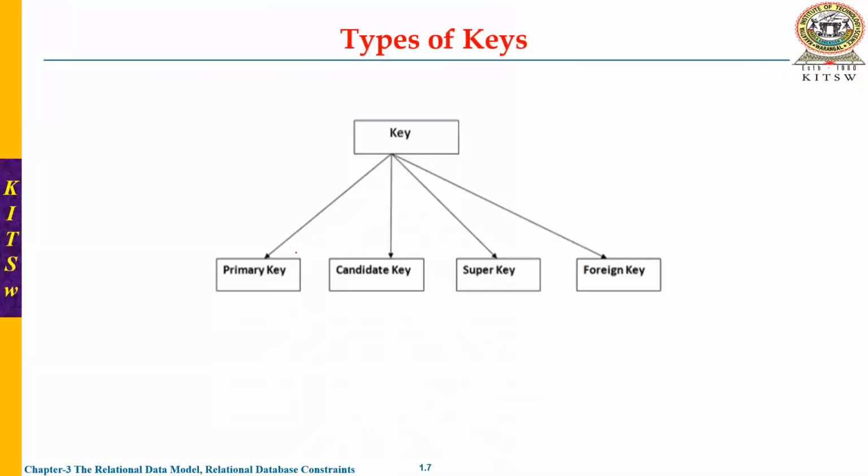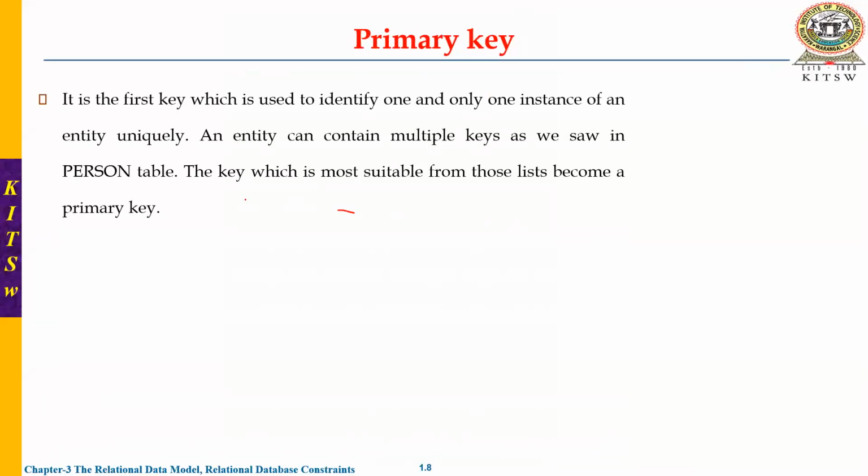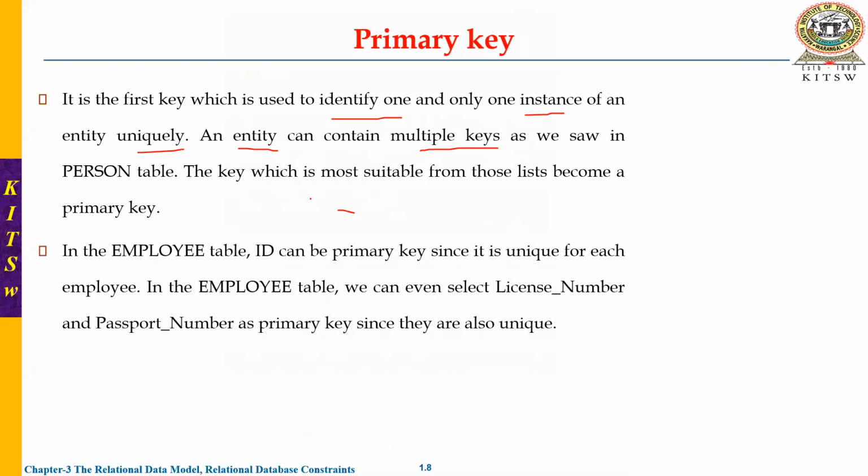So these are the types of keys: primary key, candidate key, super key, and foreign key. These are the different types of keys. Primary key is the first key, which is used to identify one and only one instance of each entity uniquely. An entity can contain multiple keys, as we saw in the person table, and the key which is most suitable from those lists becomes the primary key.